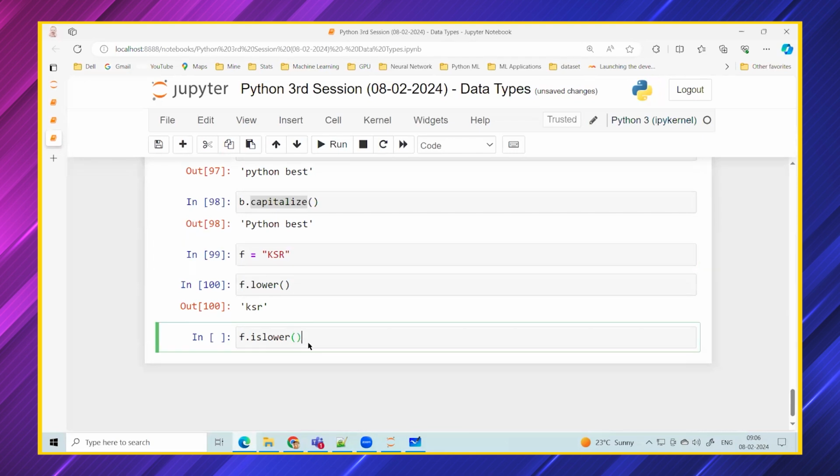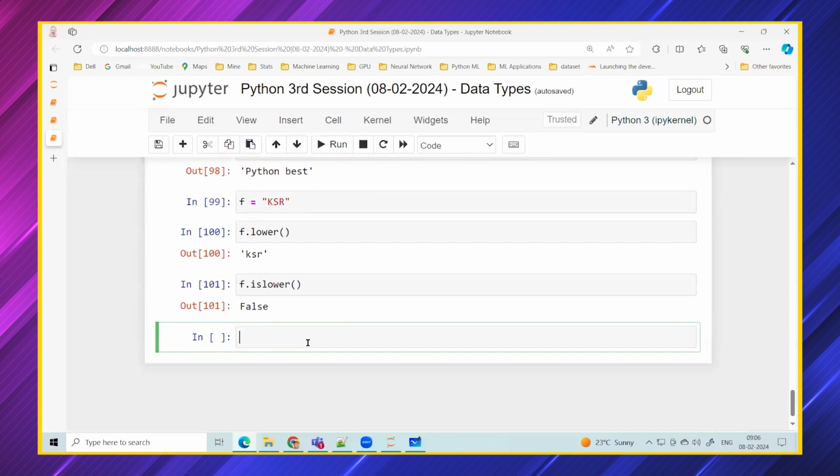In that case, it will give you either true or false. So lower and isLower, try to understand. Lower will convert it to lower, but isLower means you're putting a question mark: is it lower? It's not lower because I've given capitals. But if I give isUpper, it will become true because what I've given is upper. So one converts to lower and one tells you whether it is lower or upper, true or false.